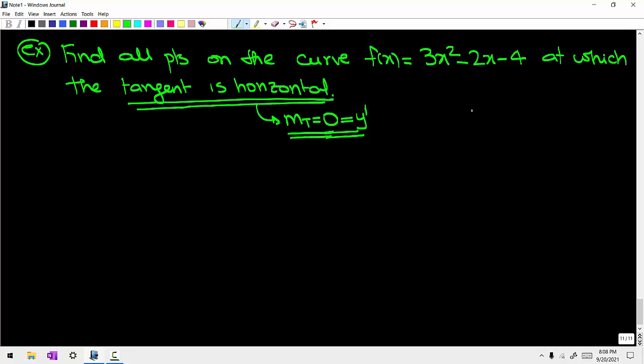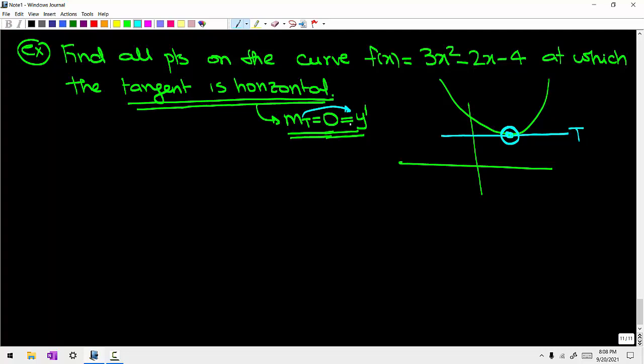If you were to graph this function, I don't know what the graph looks like, but it's going to be some type of a parabola, so it'll be like this. So you can see there's clearly only one point where the tangent is going to be horizontal. So this is my tangent line. So we want to find this point. That is the question, right? So I know that the slope of the tangent line is my derivative, and I want to take my derivative and set it equal to 0.